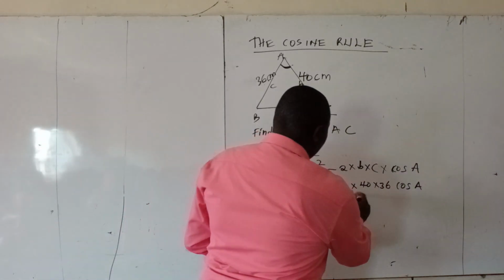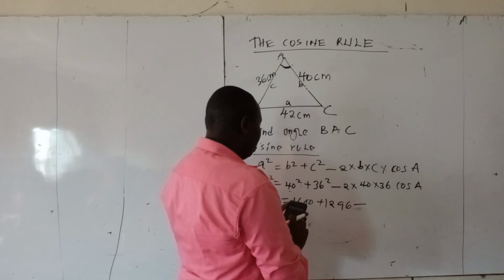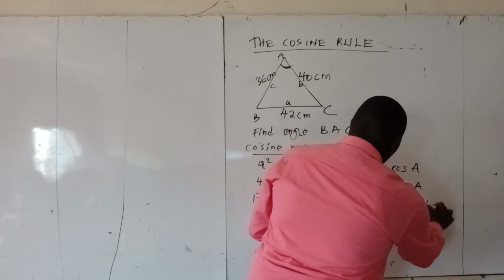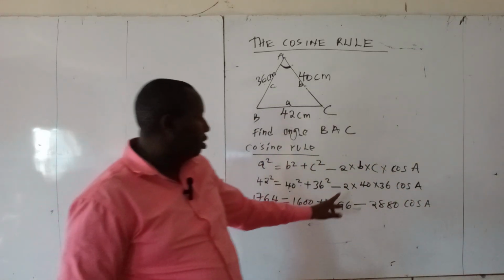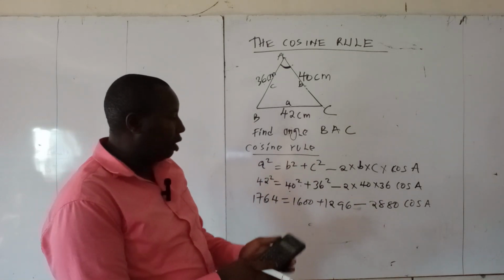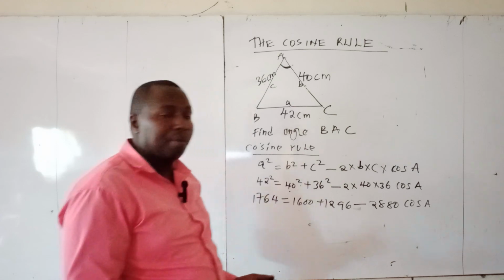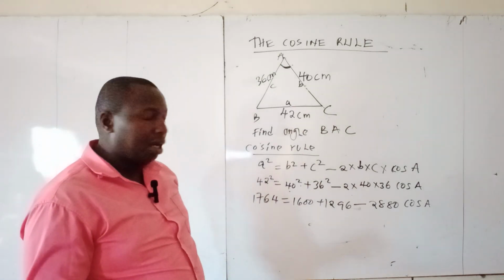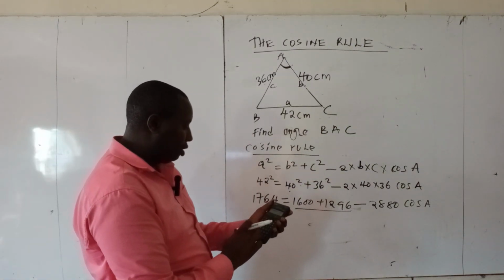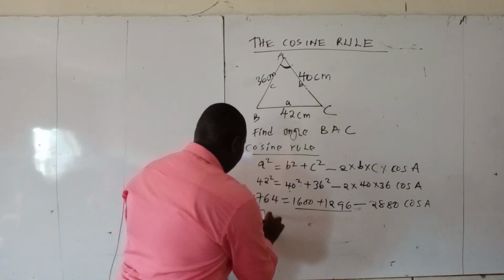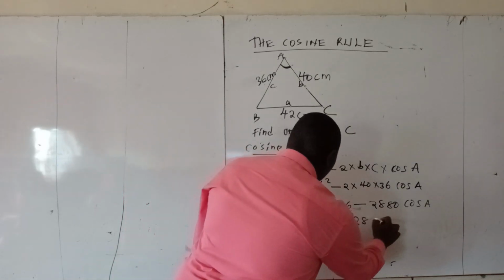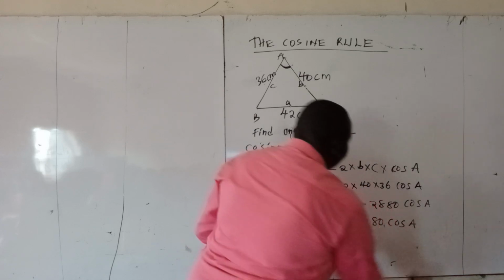Then from there, 1600 plus 1296 minus 2 times 40 times 36. So this becomes 2880 cos A. You multiply 2 times 40 times 36, you get 2880 cos A. Then add these two parts, 1600 plus 1296. You get 1764 is equal to 2896 minus 2880 cos A.